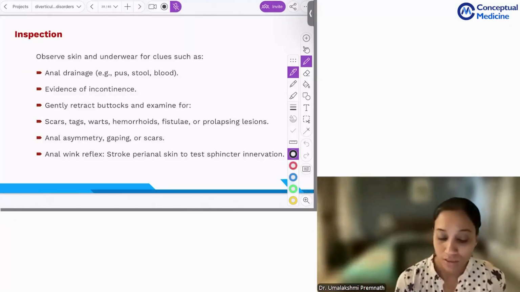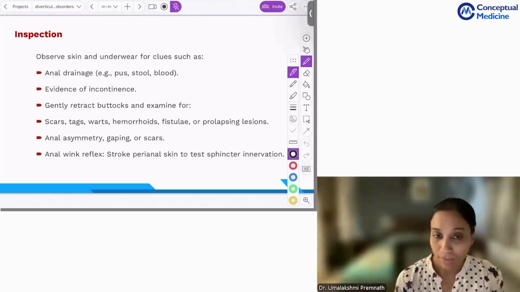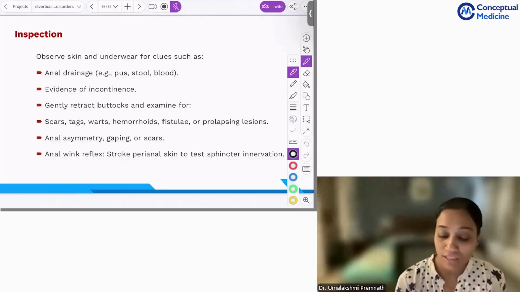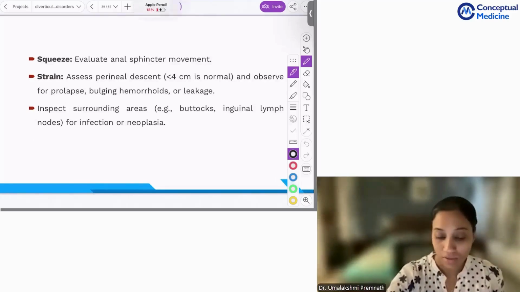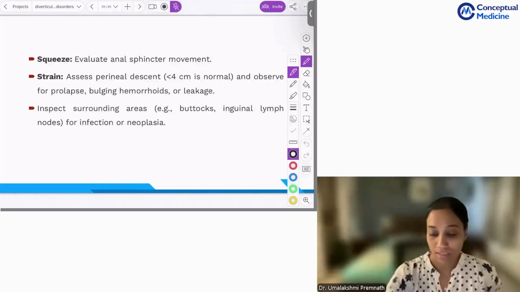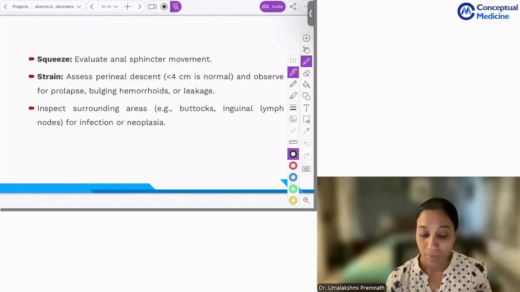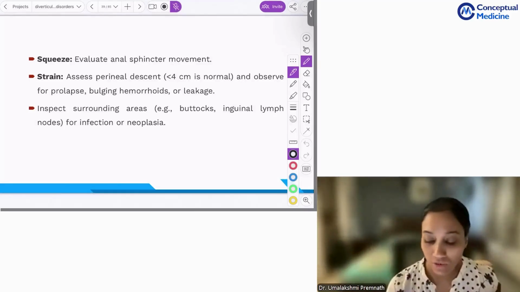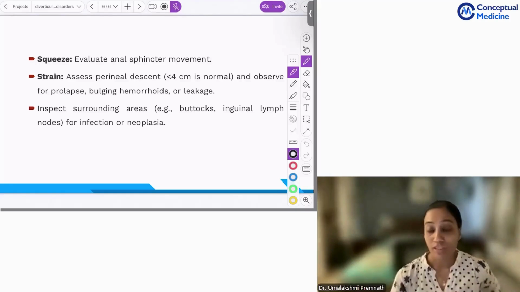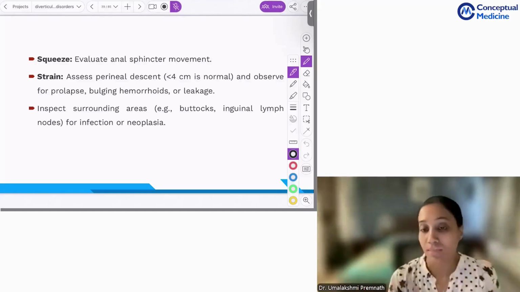Findings: observe anal drainage, pastes of stool, evidence of any incontinence. Generally retract the buttocks and see if there's any asymmetry, gaping, or scars as well. You ask the patient to squeeze, so anal sphincter movement can be seen when you squeeze. Similarly, strain. Straining, if it's less than 4 centimeters, it's normal. And observe for any prolapse. Rectal prolapse is seen when you ask them to strain.